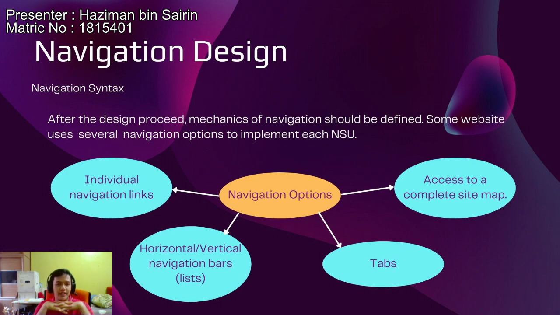So, for the navigation design, after the design has been processed, the methods or mechanics of navigation should be defined. So some websites use several navigation options to implement each NSU. So what are the navigation options? One of them are individual navigation links, horizontal or vertical navigation bars, tabs, and access to a complete site map.